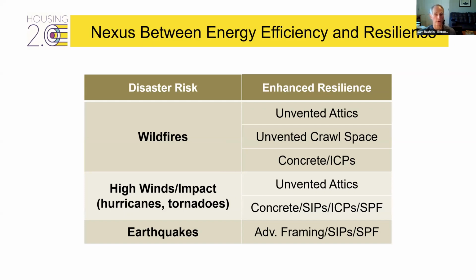So for instance, for wildfires, you want to do unvented attics so embers can't get in, unvented crawl spaces so embers can't get in, more fire-resistant construction like concrete, insulated concrete panels. High wind impacts improve with unvented attics and with walls made of concrete, SIPs, insulated concrete panels, spray foam insulation and cavity. All these things can be done to optimize your disaster resistance for high wind and impact, hurricanes and tornadoes. And earthquakes benefit from wood framing, SIPs are helpful, and spray foam will strengthen your assembly as well.